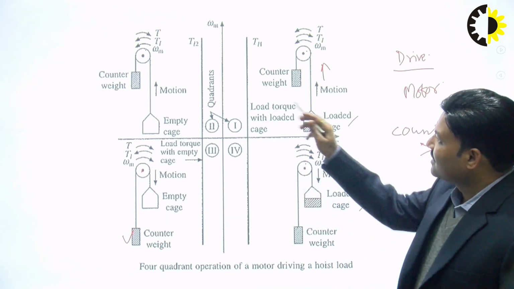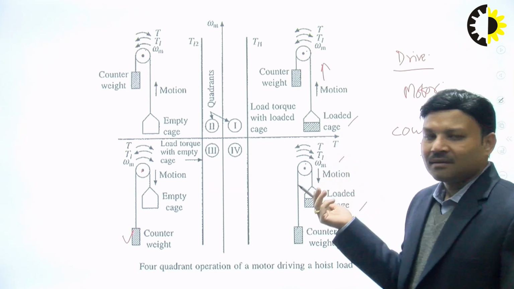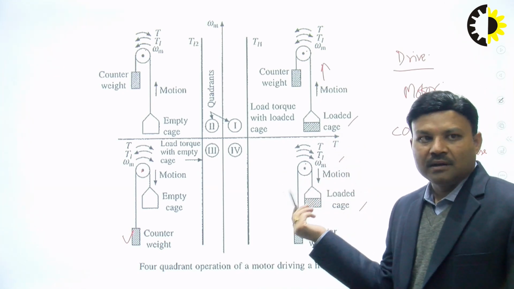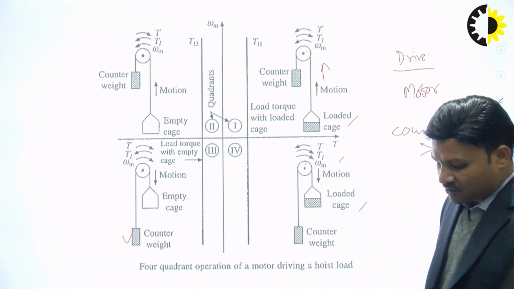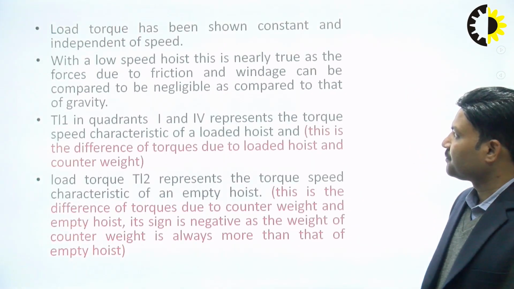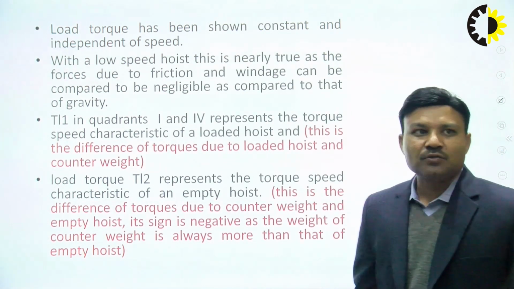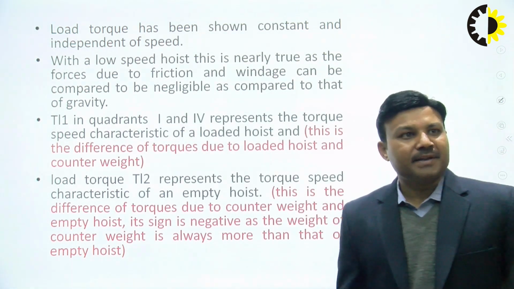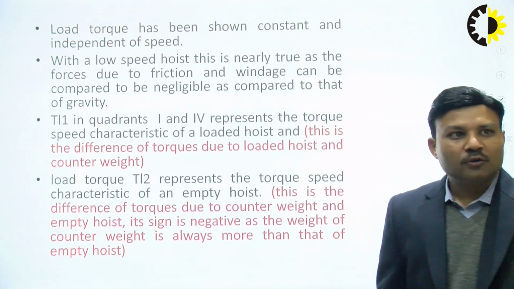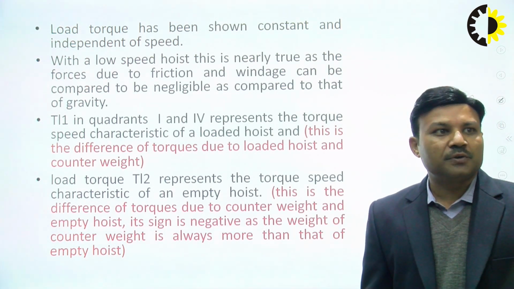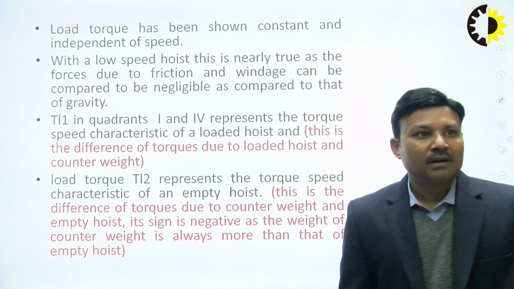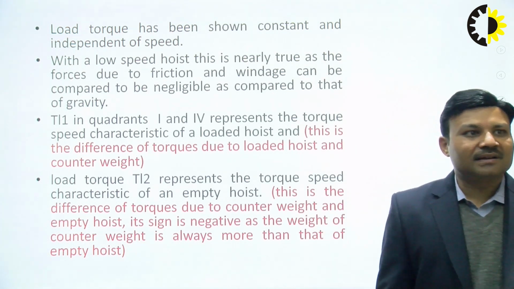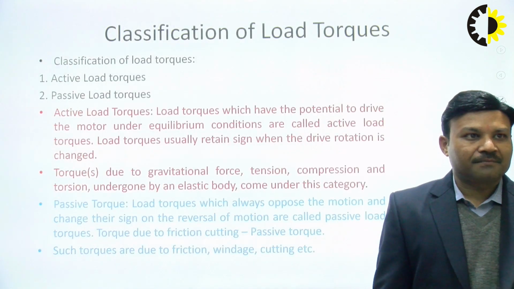So this is the real world application. This is the application of a lift. So with the help of this, we can understand four quadrant operation of a drive. So load torque has been shown constant and independent of the speed. With a low speed drive, this is nearly true, as forces due to friction and windage can be considered negligible as compared to that of gravity.